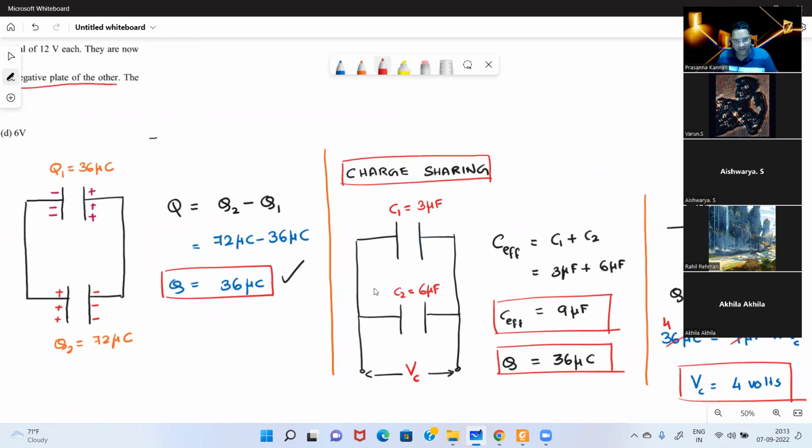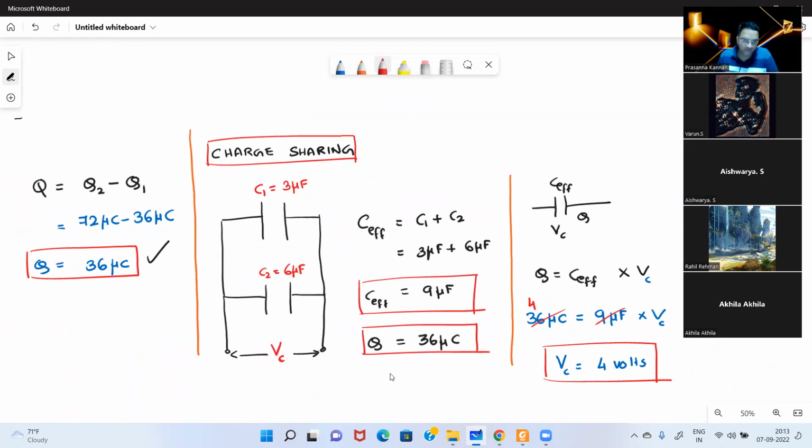The charge sharing will happen until the potentials become equal. So we need to find the common potential, and for that we need the effective capacitance. C effective is equal to C1 plus C2 because they're connected in parallel, with the same potential. So 3 plus 6 is 9 microfarad, and the total charge is 36 microcoulomb. The common potential is Q divided by C effective, 36 divided by 9, that's 4 volts. Is it clear to you?